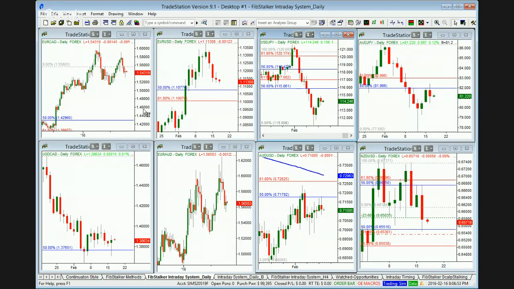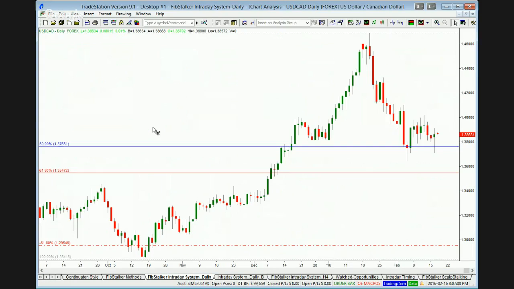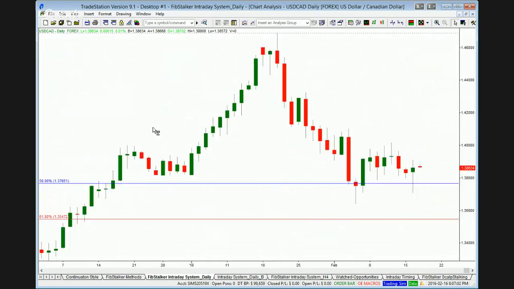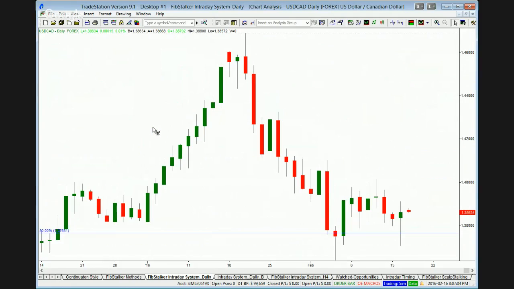So let's get into it. Of course, I'd like to start with my beloved US dollar, Canadian dollar. And today we had a proof of two things mainly. First of all, this level here, this area rather, it's real.